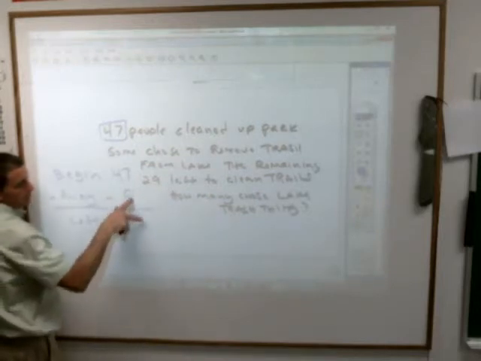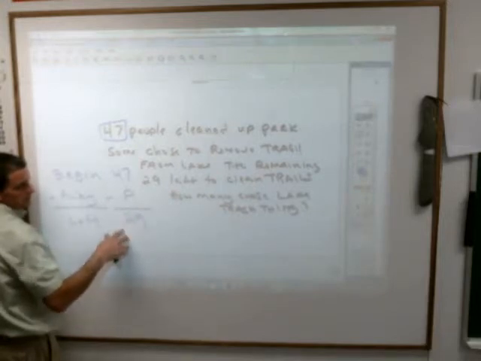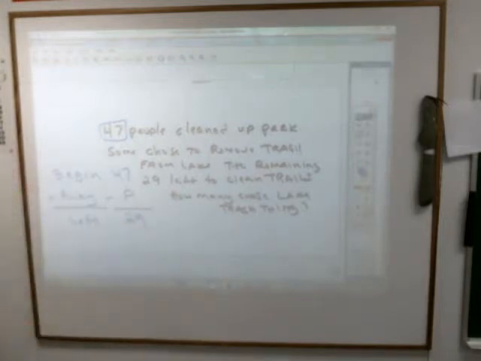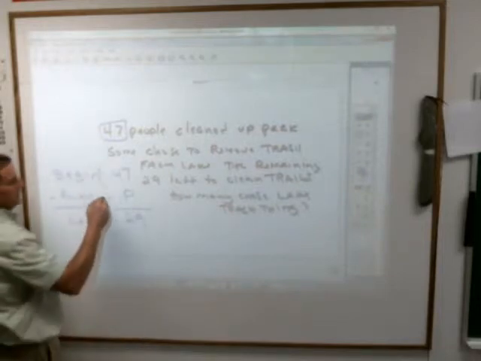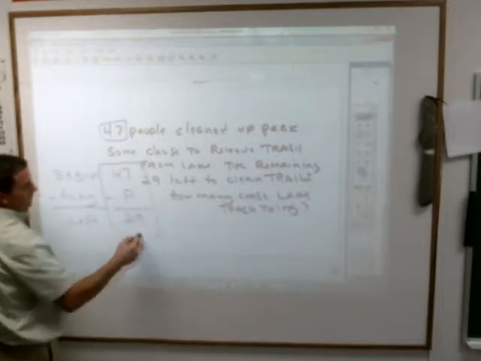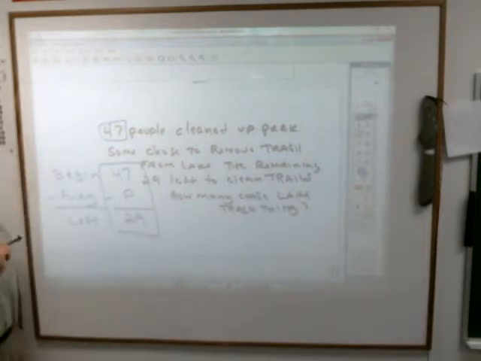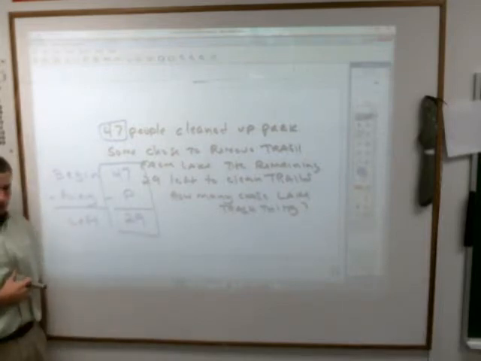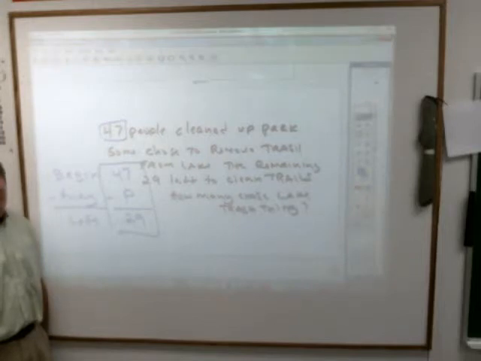Now, let's see. So it is a subtracting pattern problem. But remember, just because it's subtracting, does that mean we subtract to find our answer? Not always. How do I know what I do to find my answer there?